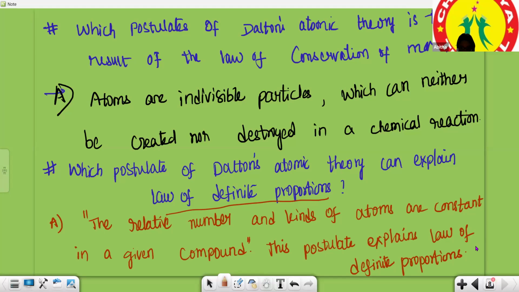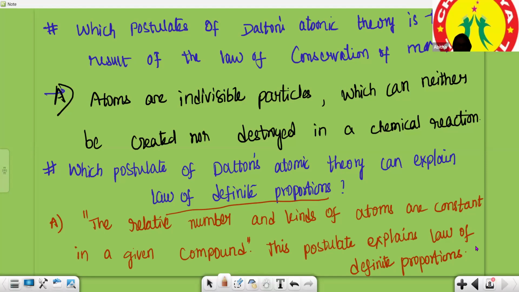Atoms are indivisible particles which can neither be created nor destroyed in a chemical reaction. Which postulate of Dalton's atomic theory can explain the law of definite proportions? The relative number and kinds of atoms are constant in a given compound. This postulate explains the law of definite proportions. Okay, read the first question again.